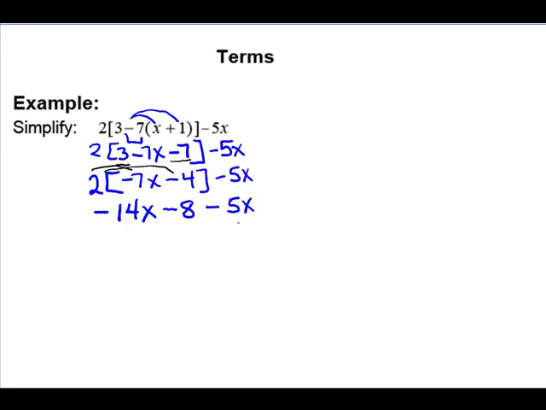And now we're back to like terms one more time. The -14x and the -5x are like terms. They both have x. Combine the coefficients. They are like signs. We're going to add, keep the sign, one copy of the variable, and bring down the -8. So just go in a cycle. Like terms, distribute, like terms, distribute, and then like terms again.